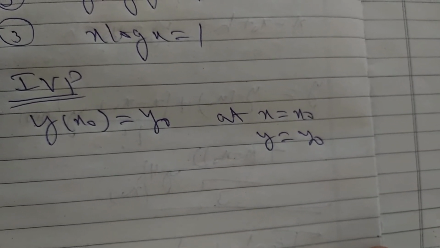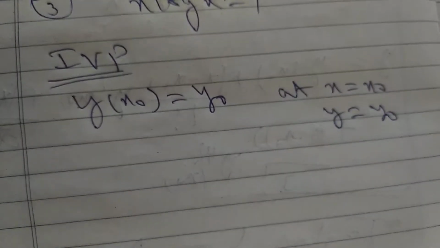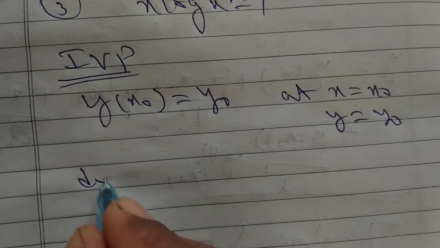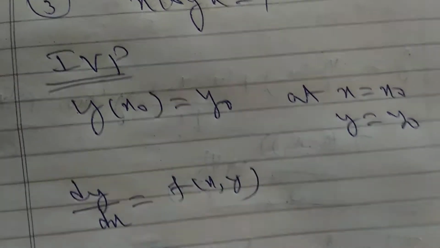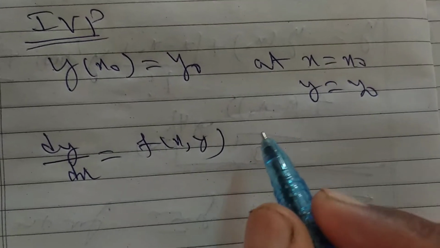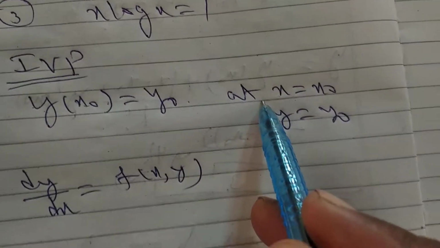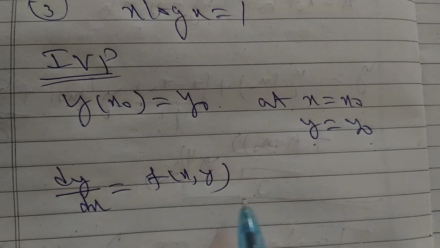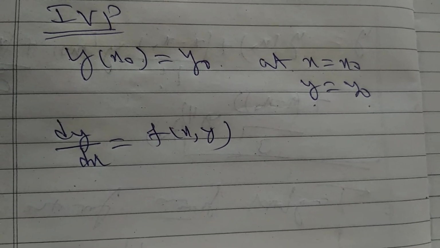First you have to find the solution of the differential equation. Here it is a first order and first degree differential equation, represented by dy by dx is equal to f of x y, with the given initial condition y of x naught is equal to y naught. That means at x is equal to x naught, y is equal to y naught. How to solve a first order and first degree differential equation? There are different methods. First we take the Taylor series.